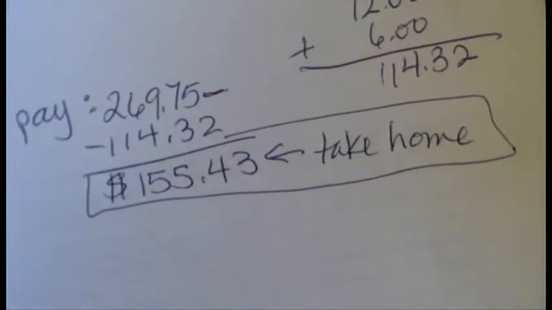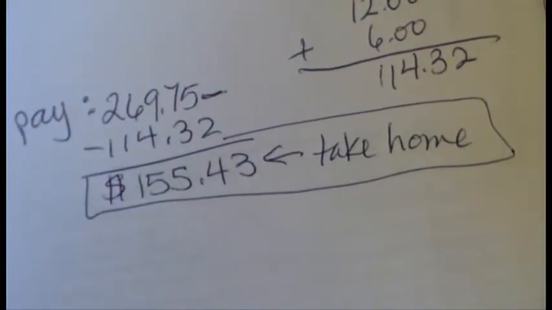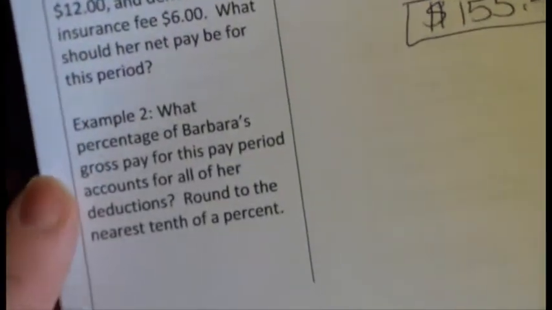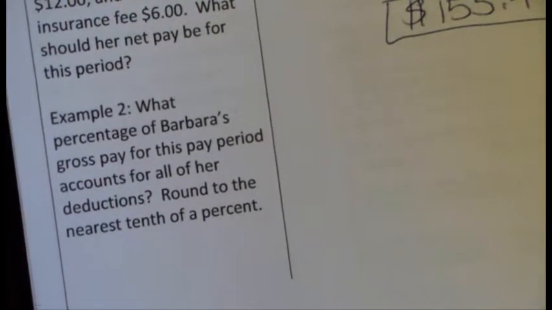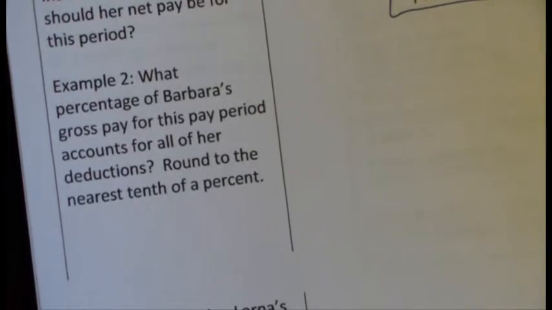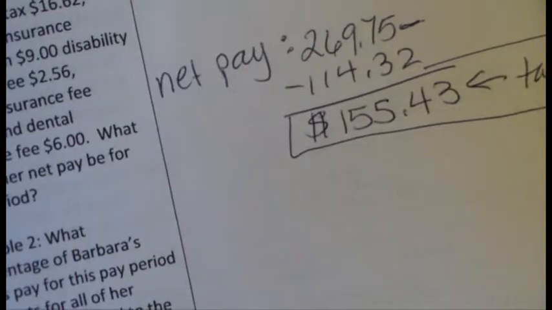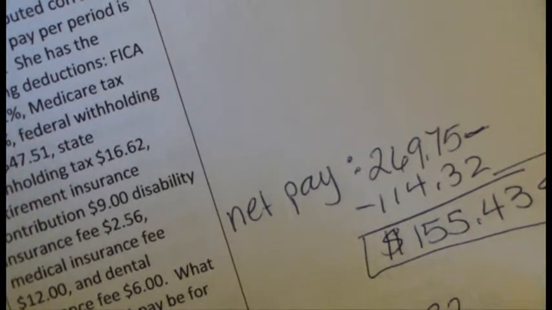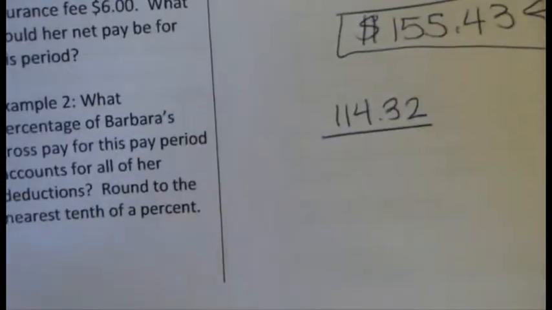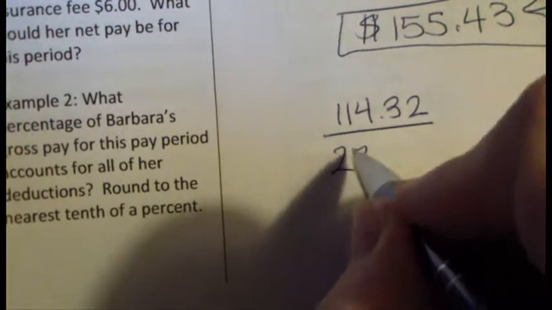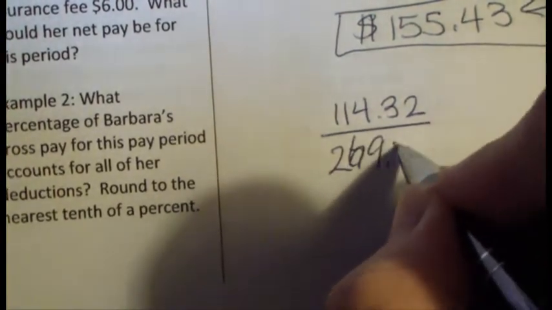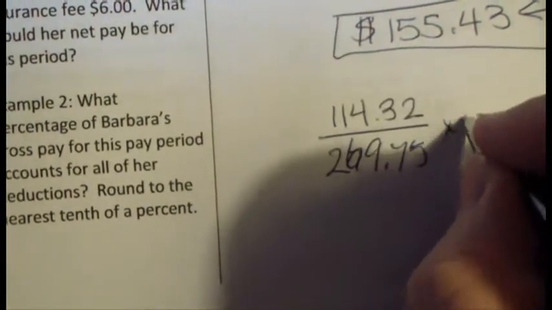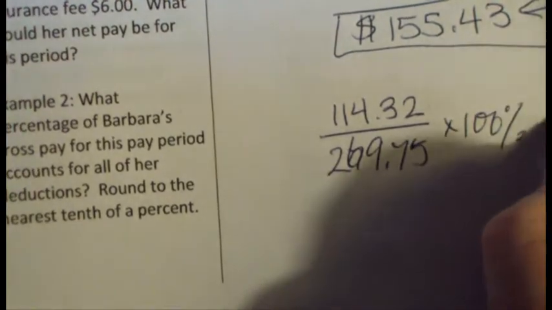Example 2. What percentage of Barbara's gross pay for this pay period accounts for all of her deductions? So all of her deductions was $114.32. Her gross pay, $269.75. And if we multiply that by 100, that's going to turn it into a percentage.